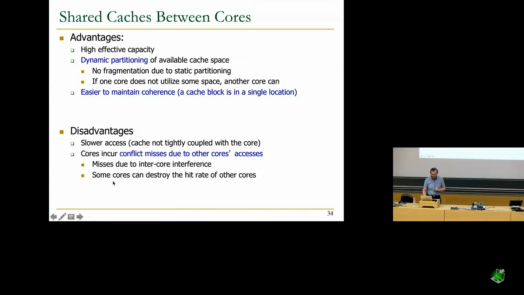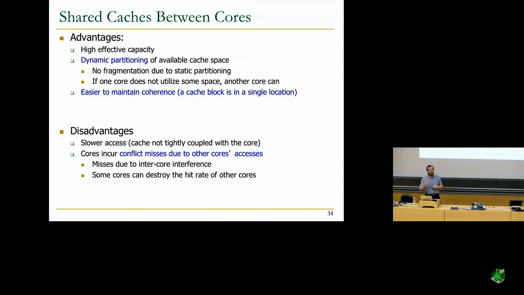And we already discussed this, but cores incur conflict misses due to other cores' accesses. One core can kick out some other core's data. And some cores can destroy the hit rate of other cores. And many of the recent mechanisms that are put into the existing processors to manage the caches try to handle this problem. How do you ensure that you have a big shared cache that is very well utilized and cores get good performance out of it without one core's locality being destroyed by some other core?